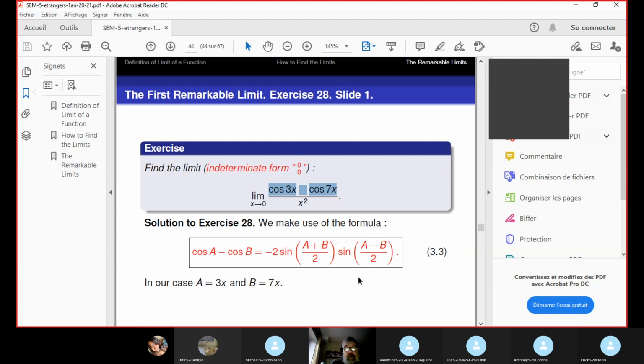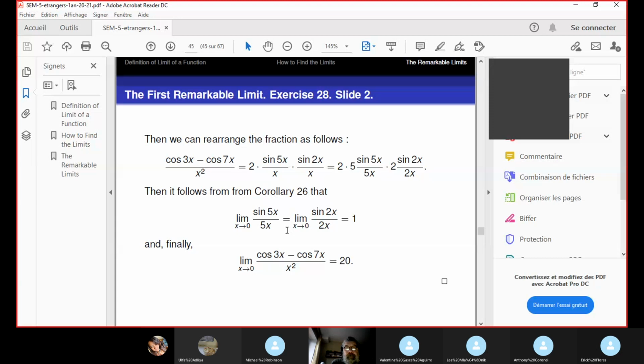What do we have? From this formula, taking into account that a minus b is negative, we will have the following formula. So it will be 2 multiplied by sine 5x over x multiplied by sine 2x over x, because x squared is x times x.